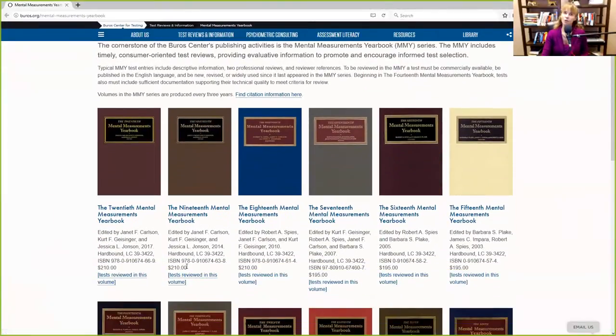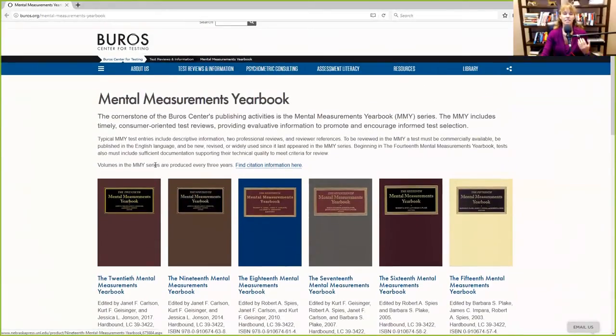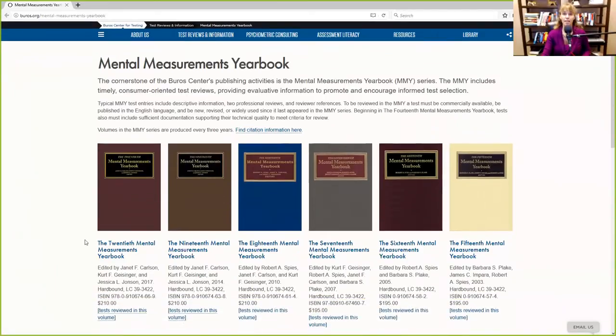Now, this is another one you've got to go to a library in order to access, but Burroughs has tests, all the tests in there, including descriptive information, 2 professional reviews, and reviewer references. So they have to meet a certain quality to be in the Mental Measurements Yearbook, and they have to have had professional reviews done, and be really squared away instruments.